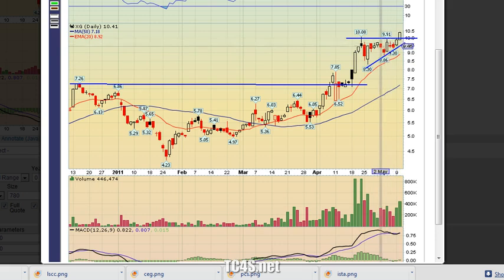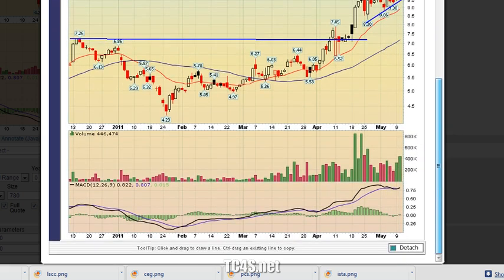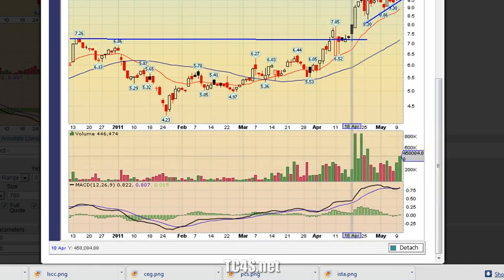So the alert said to long XG over $10. On a break of 10, and hopefully if there's volume, you want to be looking to potentially enter the stock. And as you can see here, volume patterns have been really bullish. So that's another reason why I was really interested in this stock.